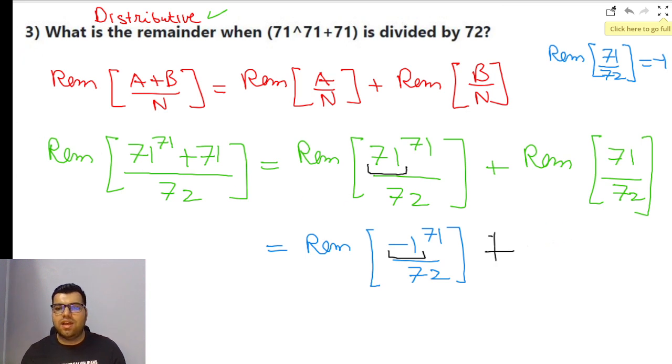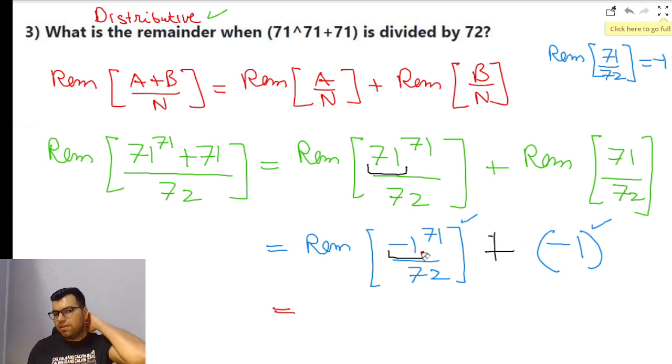So this question has a lot of new concepts. After this, you will be thorough with remainders. Remainder of 71 with 72, I replaced here with minus 1, here also minus 1. Now what is left? Remainder of minus 1 with something which is odd. Minus 1 raised to power something odd is minus 1 only.